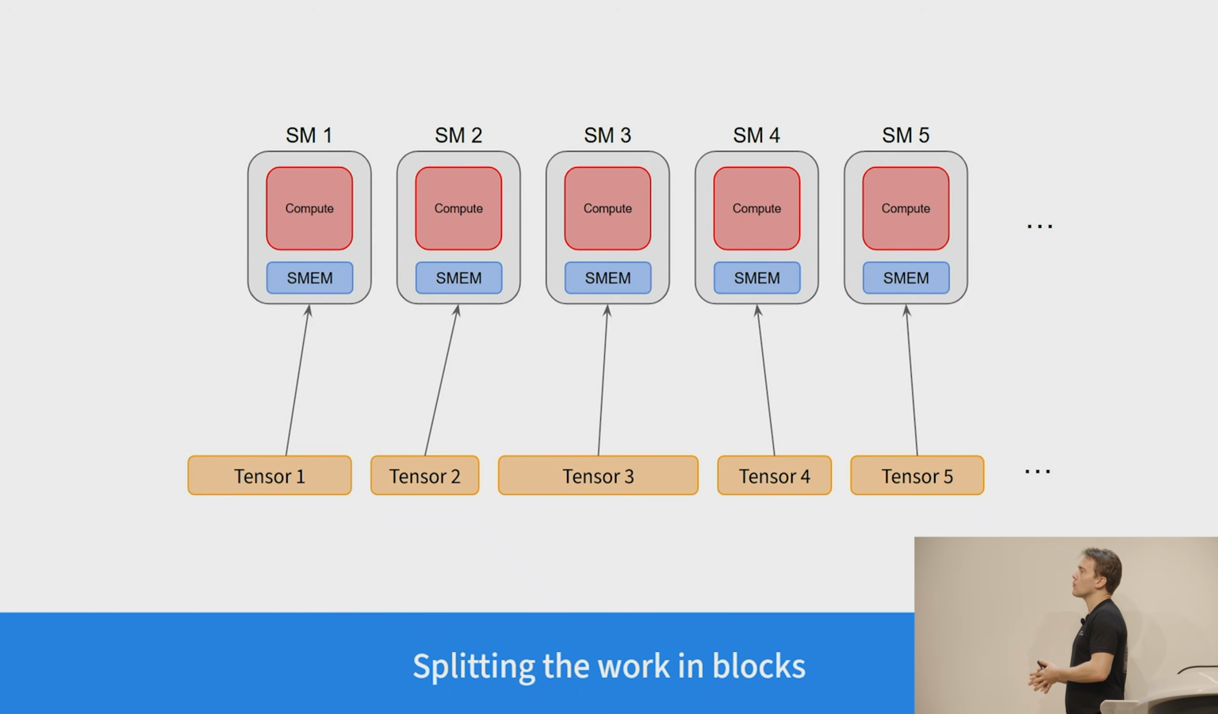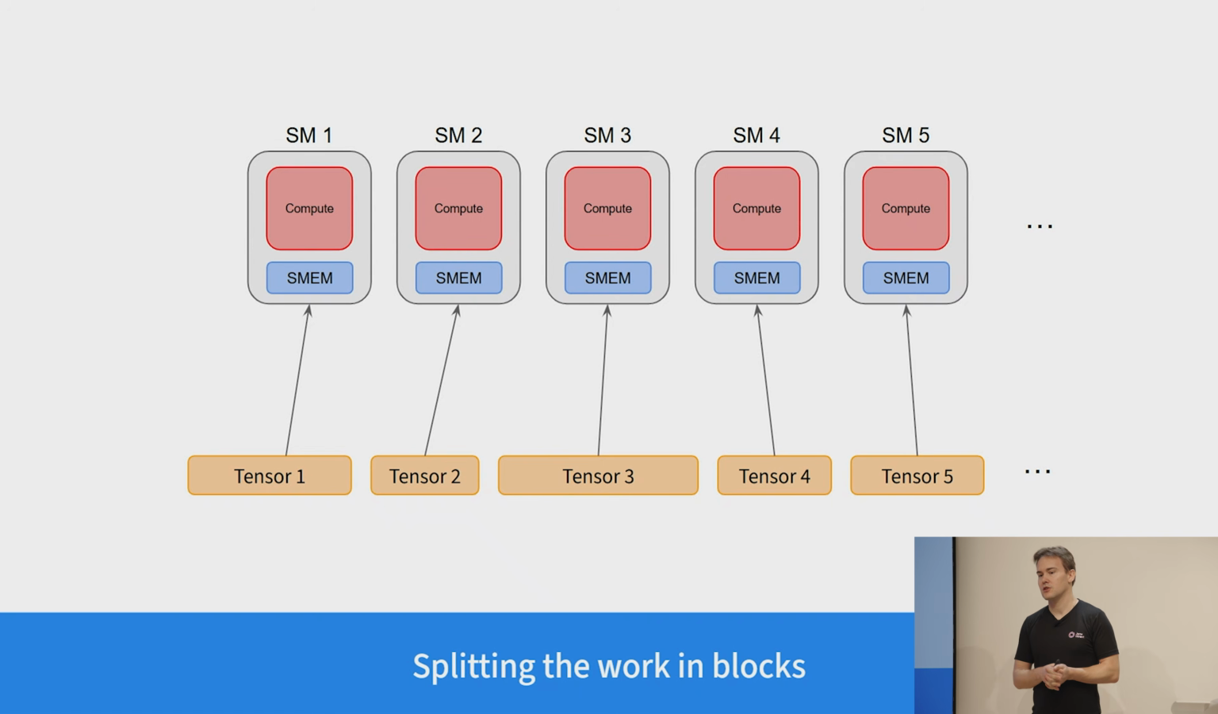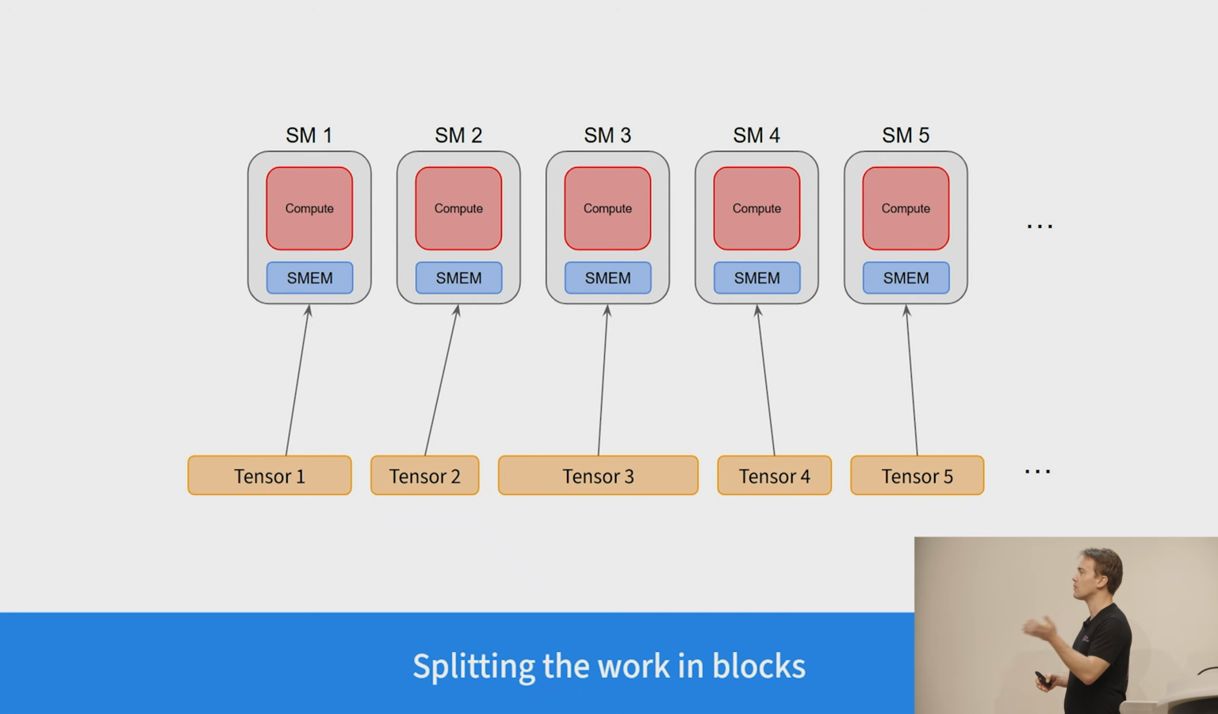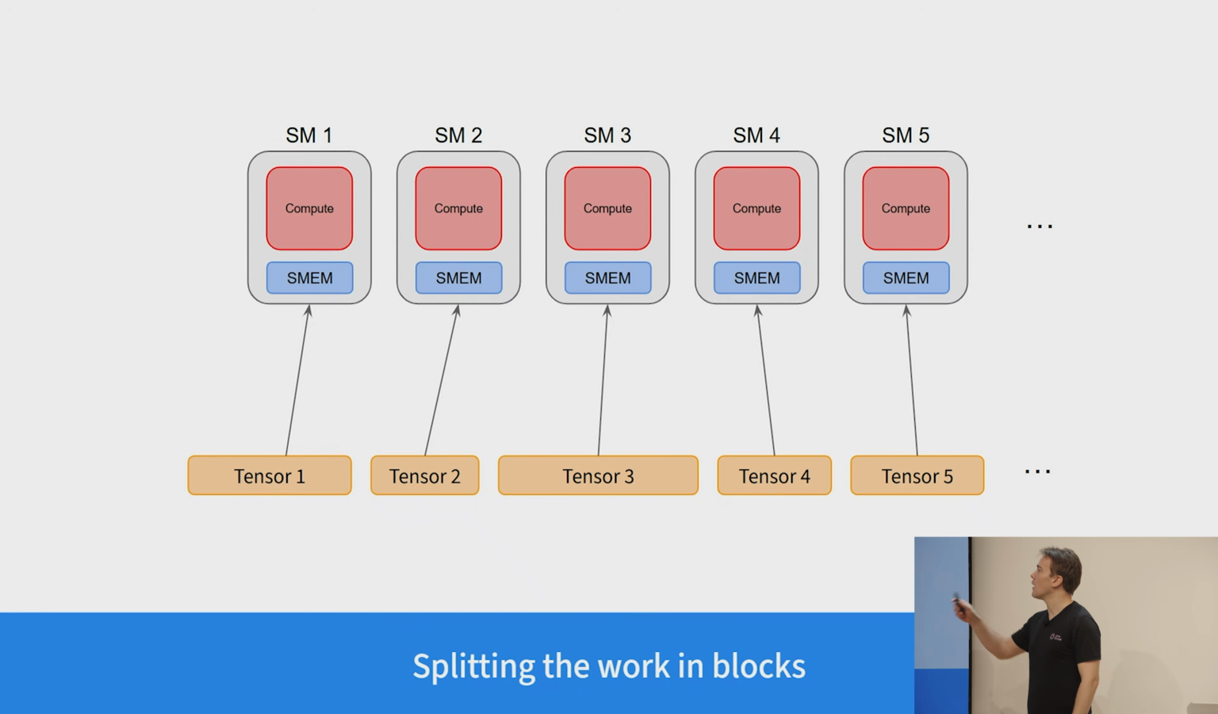So yeah, when we want to write a custom kernel, the first question that we need to ask ourselves is, how do I split the work between my SMs? Corinne went over the GPU architecture a little bit earlier. We have some compute and shared memory grouped in those streaming multiprocessors, and each of them cannot talk to the other. So you need to split the work in independent chunks.